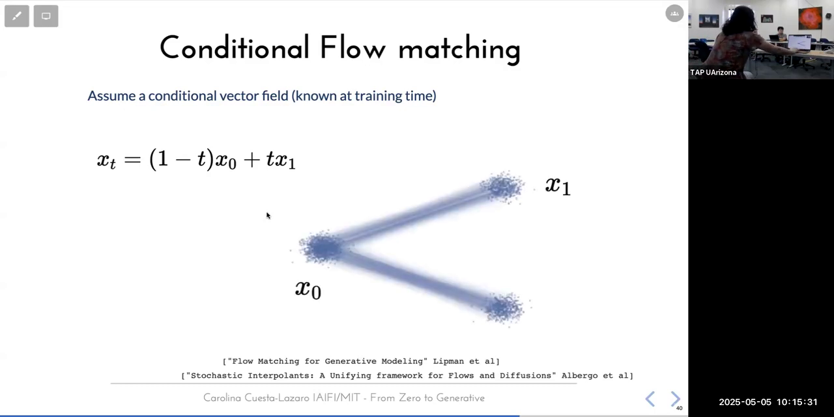Now, this is how it looks, right? You have some base distribution in 2D, x naught, like a Gaussian, and you want to sample from this data distribution that is two Gaussians. So linearly, it's going to look like this, right? From 0 to 1, some samples will move to this mode, some samples will move to this other mode, just linearly.